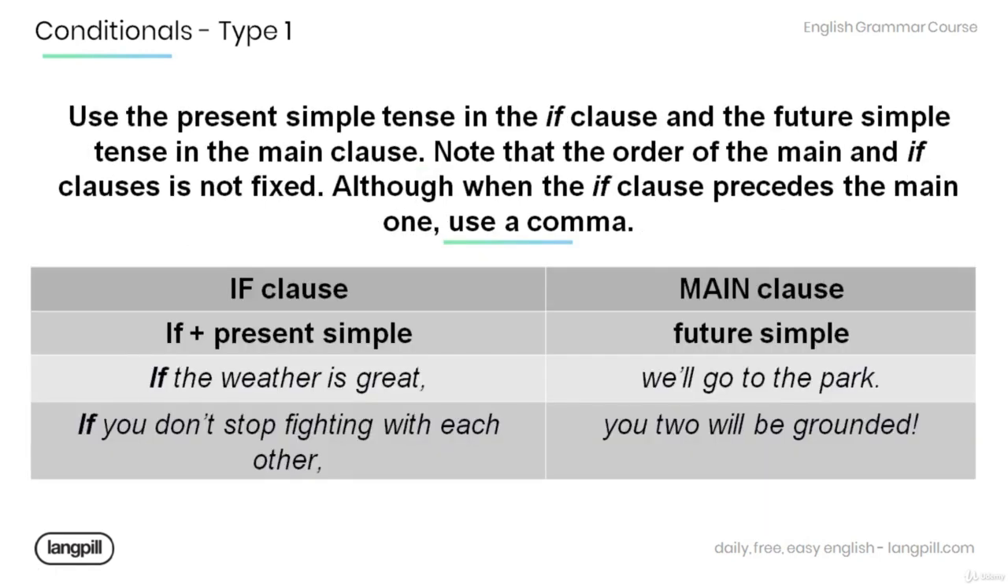Use the present simple tense in the if clause and the future simple tense in the main clause. Note that the order of the main and if clause is not fixed, although when the if clause precedes the main one, make sure to use a comma. Have a look at the table below. The if clause of conditional type 1 or the first conditional includes if plus present simple, and the main clause, future simple. Have a look at the examples below.